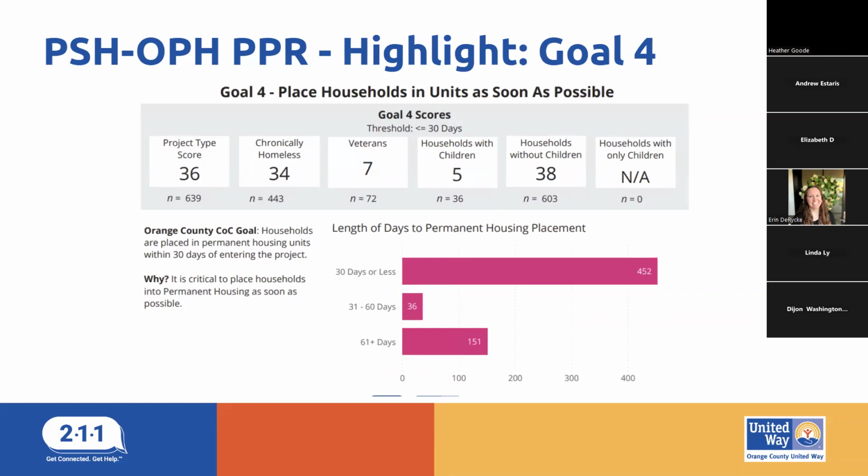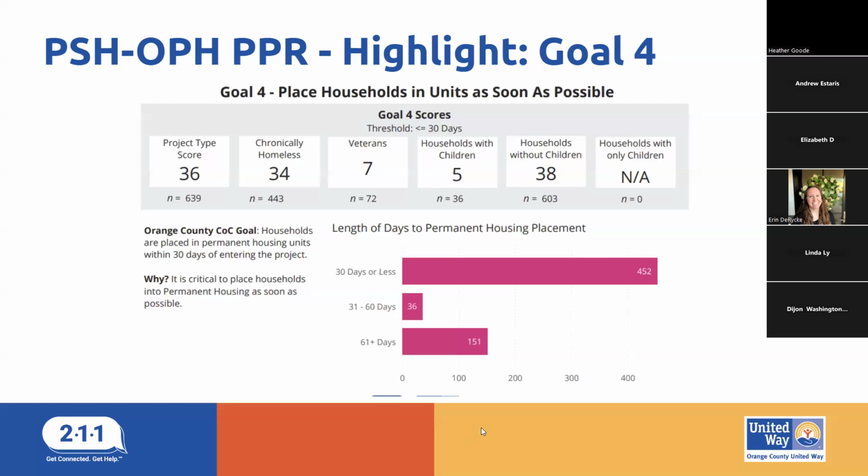One of the goals that I wanted to highlight specifically for the permanent supportive housing and other permanent housing PPR was goal 4. This is something that we've met in the past, but we did not meet this reporting period. Goal 4 looks at placing households in units as soon as possible, so it's looking at the difference between the enrollment date and the housing move-in date in HMIS. For our average this reporting period, we had about 36 days for the permanent supportive housing and other permanent housing enrollments. We saw pretty similar averages among different subpopulations, but significantly lower for veterans and households with children.